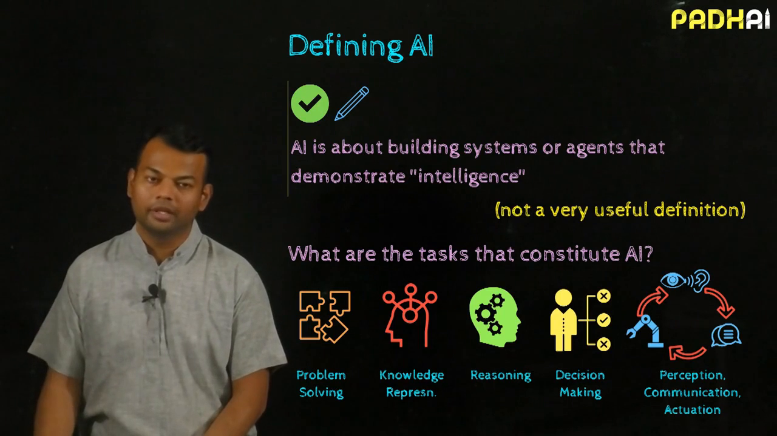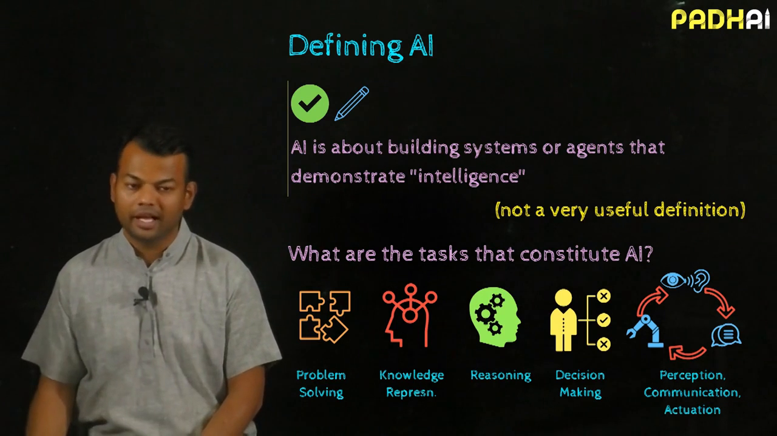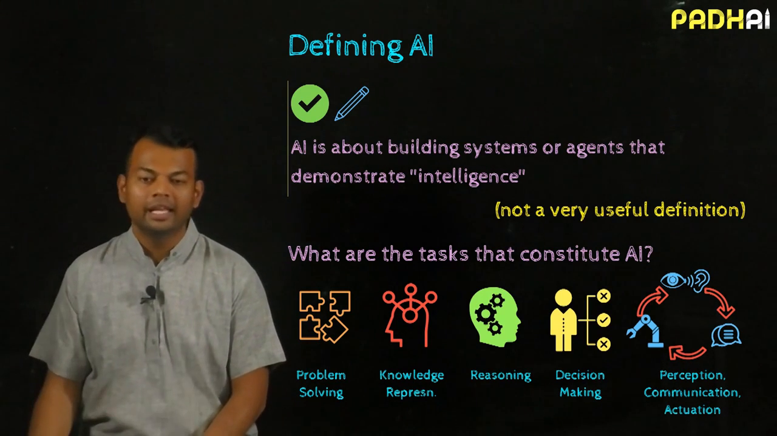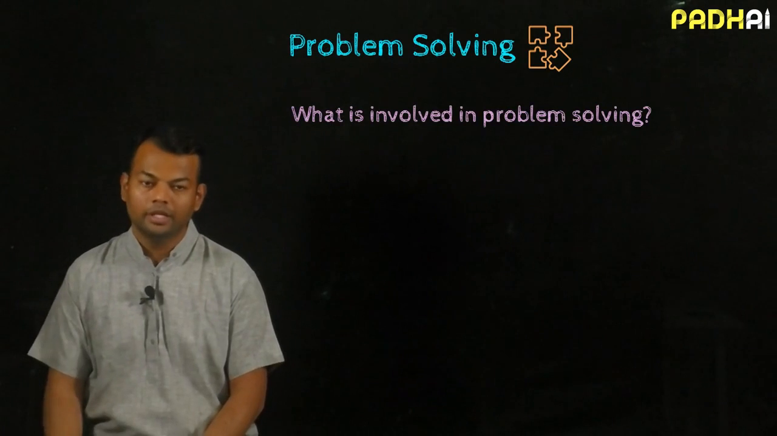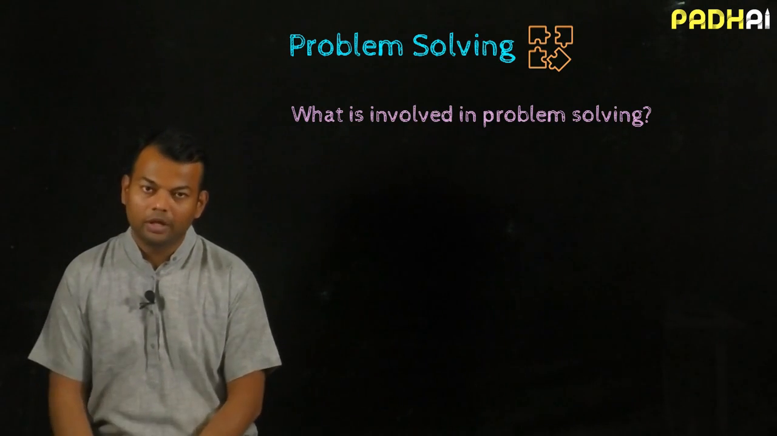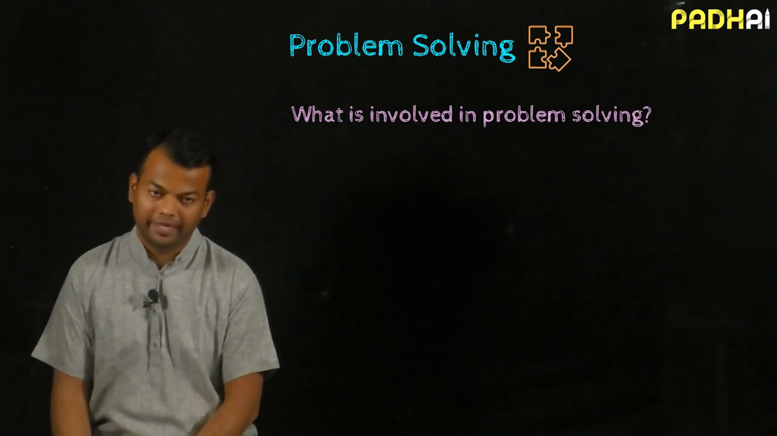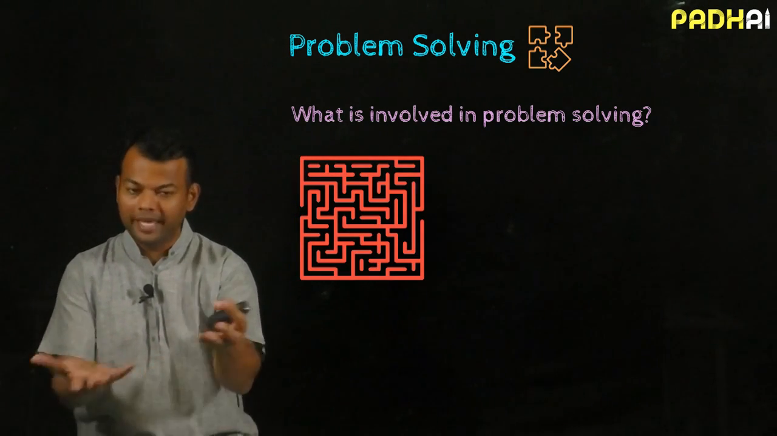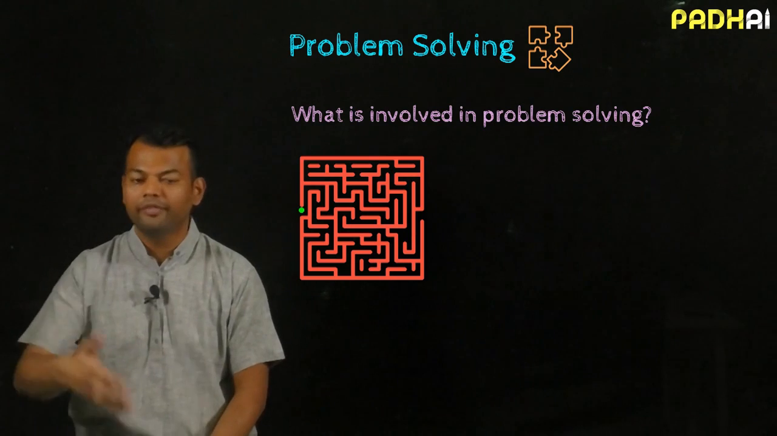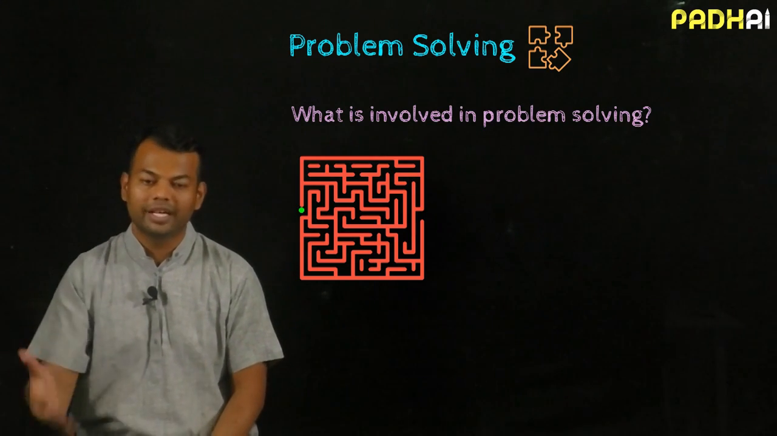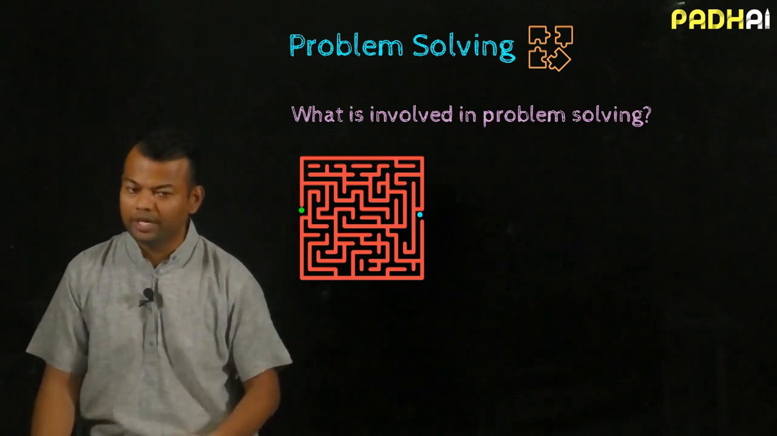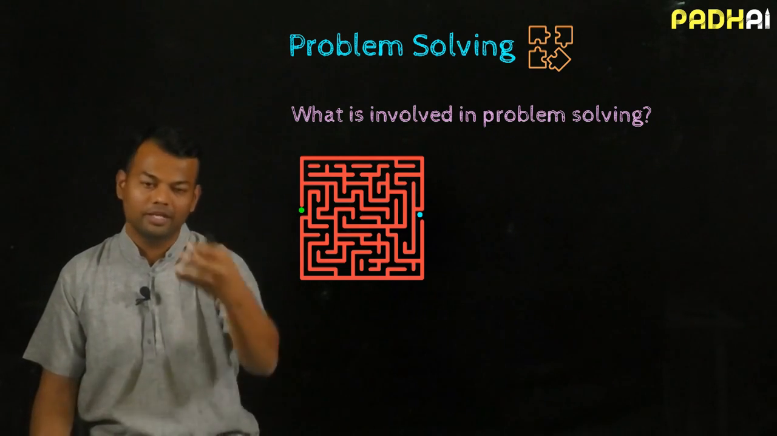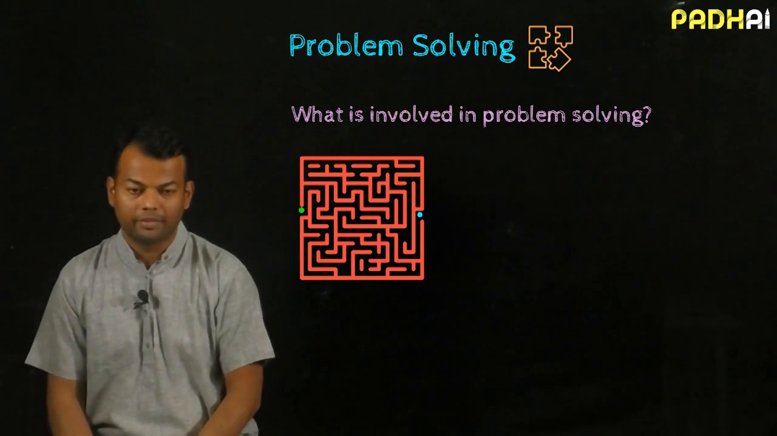Okay, so now let's start zooming into each of these tasks which constitute AI, and we'll start with problem solving, right? So what is involved in problem solving? This is best understood with the help of an example, and the classical example here is a game or a maze in this case, where you have, starting from somewhere in the maze or outside the maze, you want to reach some location. This location could either be inside the maze, or you just want to go out of the maze from the other side, right?